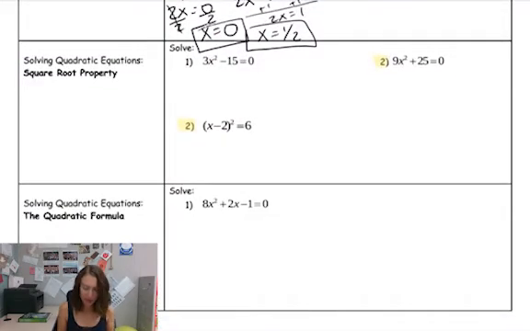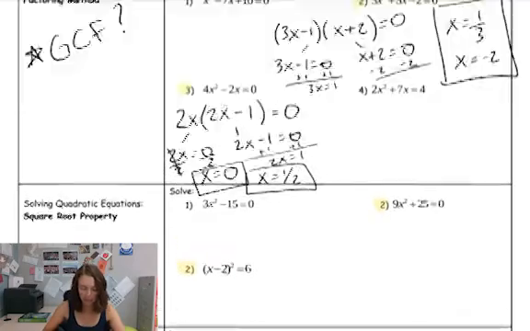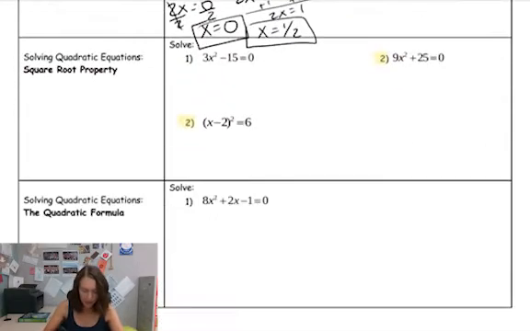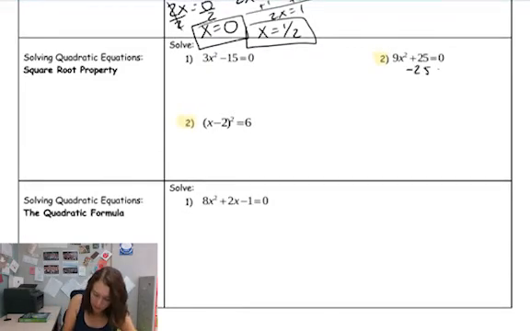The next one is using square roots. So the difference between what we were looking at in the first group of examples and what we have here is the first group had x squareds and x's. In this group, we only have an x squared and then just numbers. So it's a little different and actually a little easier. In this case, all we have to do is isolate the x squared and then use square roots. So first, I'm going to move that 25 over. 9x squared equals negative 25.